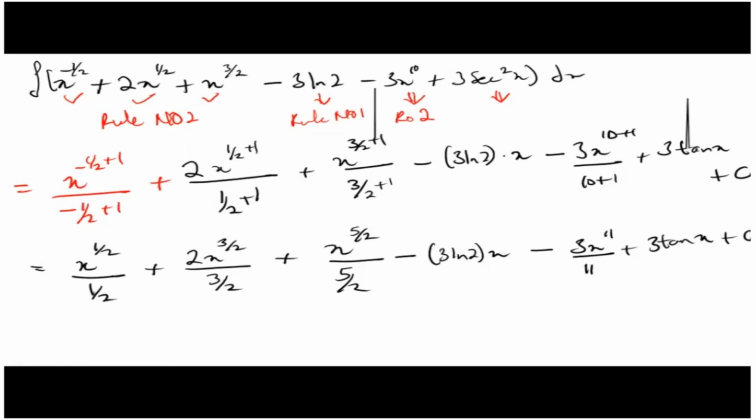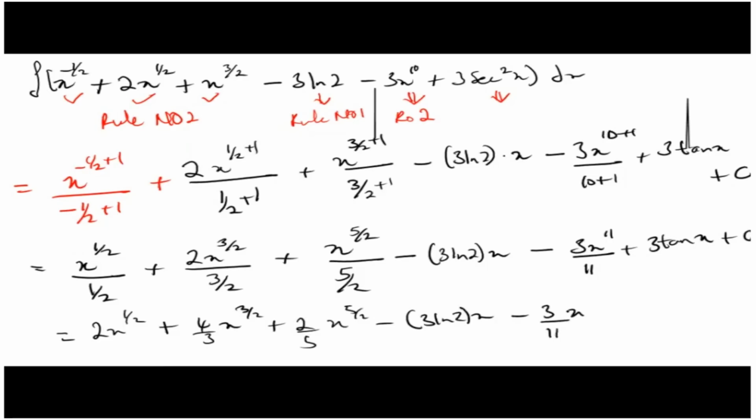Okay, all you just have to do, you can simplify it more, but they don't really look at that. So what I mean by simplify it more, you can say 2x raised to the power half is the same thing as 4 over 3 x raised to the power 3 over 2. This is the same thing as 2 over 5 x raised to the power 5 over 2. This one still remains. Okay, this one is still 3 over 11 x raised to the power 11. Then this is 3 tan x plus c.